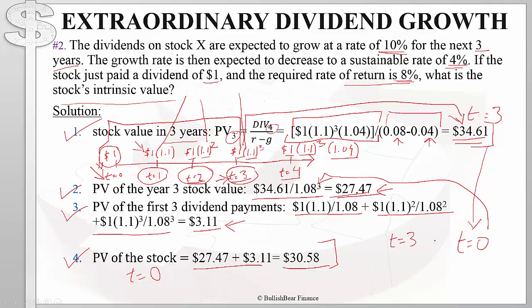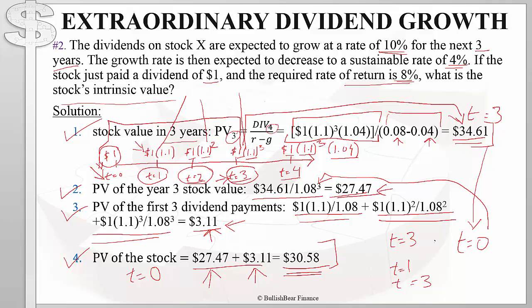$27.47. Next, we take into account all the dividend payments from time t equal to 1 all the way up to time t equal to 3. We take the present value using these terms to get $3.11. And finally, we just add the present value of the stock at year 3 and the present value of these dividend payments to get $30.58.